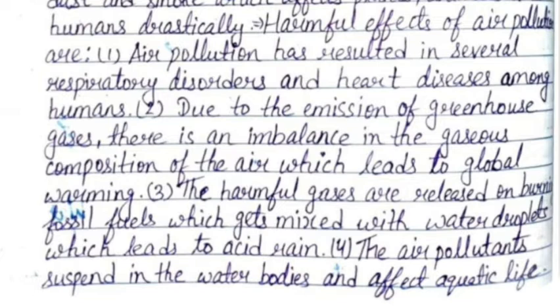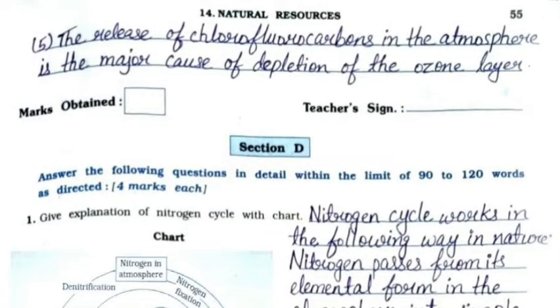Due to the emission of greenhouse gases, there is an imbalance in the gaseous composition of the air which leads to global warming. The harmful gases are released on burning fossil fuels which gets mixed with water droplets which leads to acid rain. The air pollutants suspend in the water bodies and affect aquatic life. The release of chlorofluorocarbons in the atmosphere is the major cause of depletion of ozone layer.